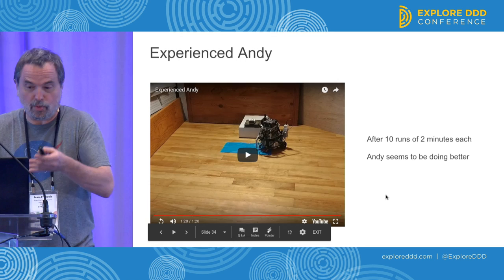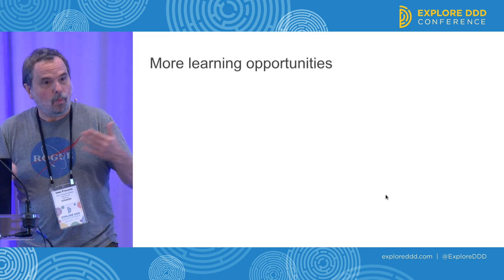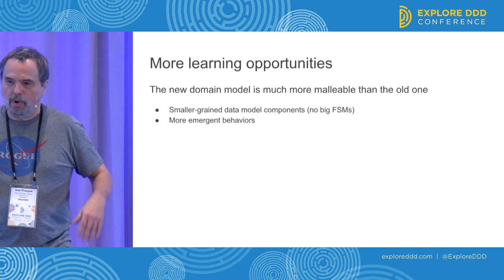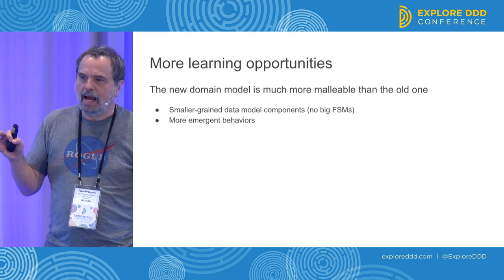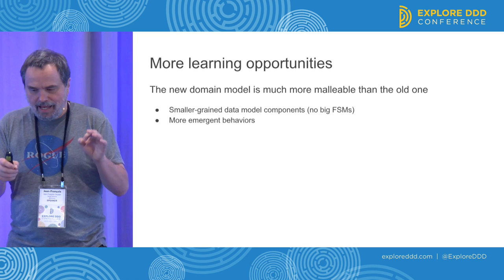So hopefully there are other learning opportunities in the model waiting for me to exploit them. Because the data model is now much more small grained than what I had before. I don't have these big finite state machines and any of that. It's all very small grained. There are a lot of emergent behaviors happening. And by the way, that's harder to debug in the real world. Actually, it's no picnic. But yeah, there it is.